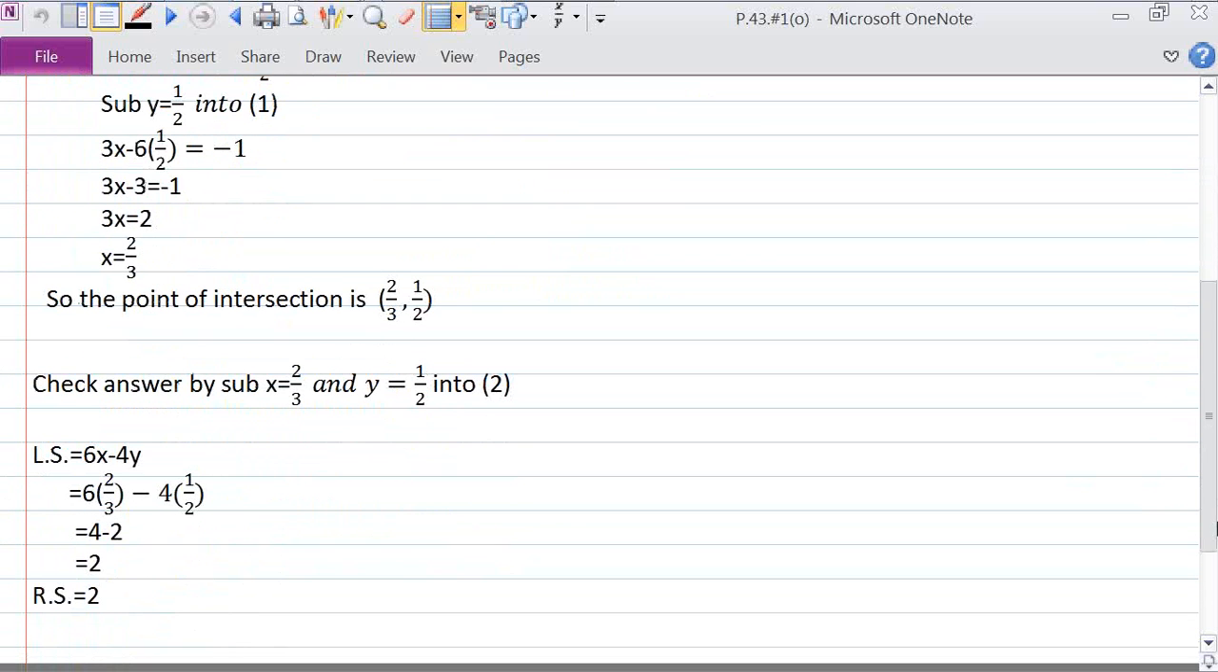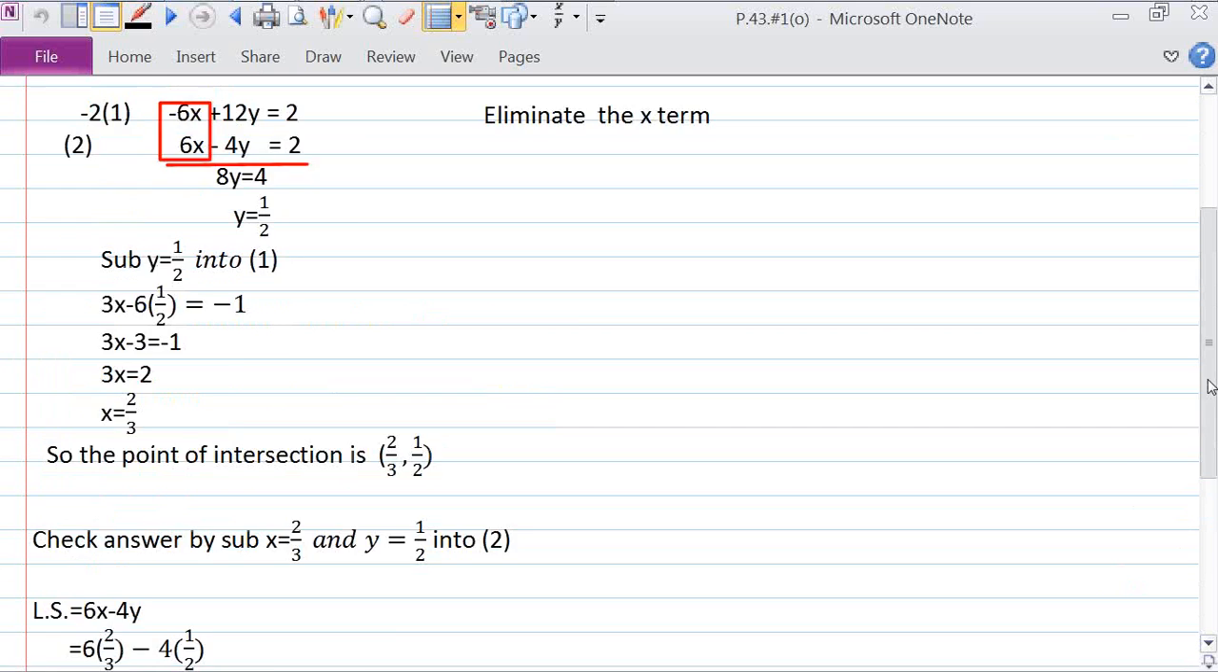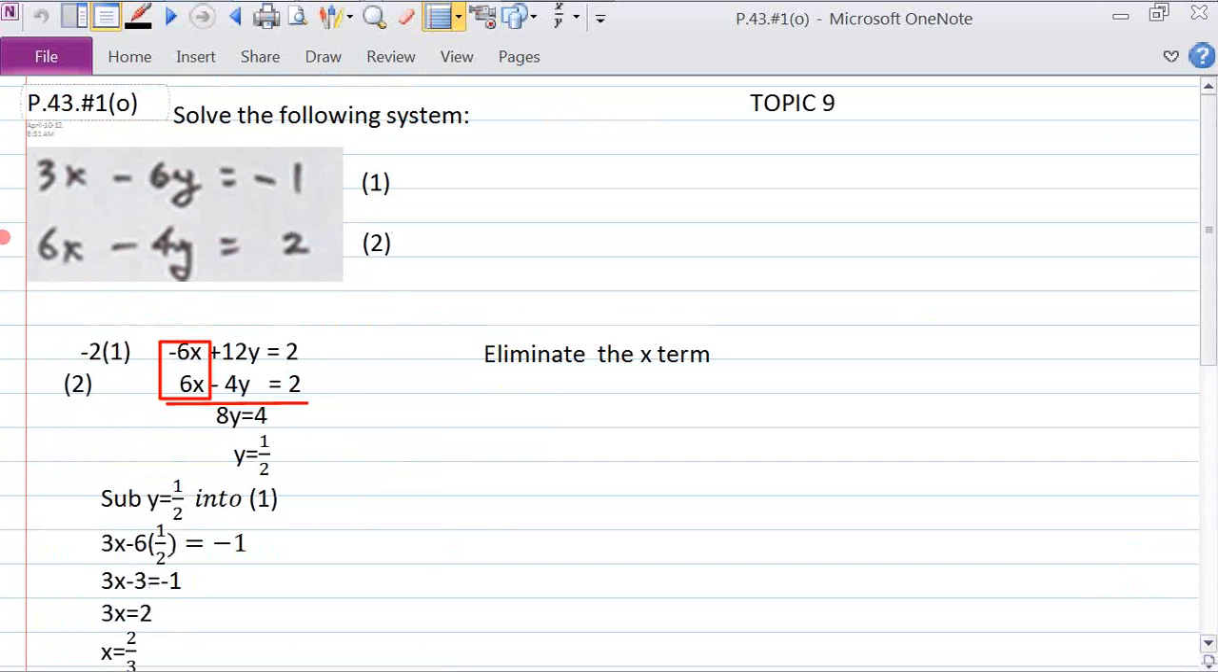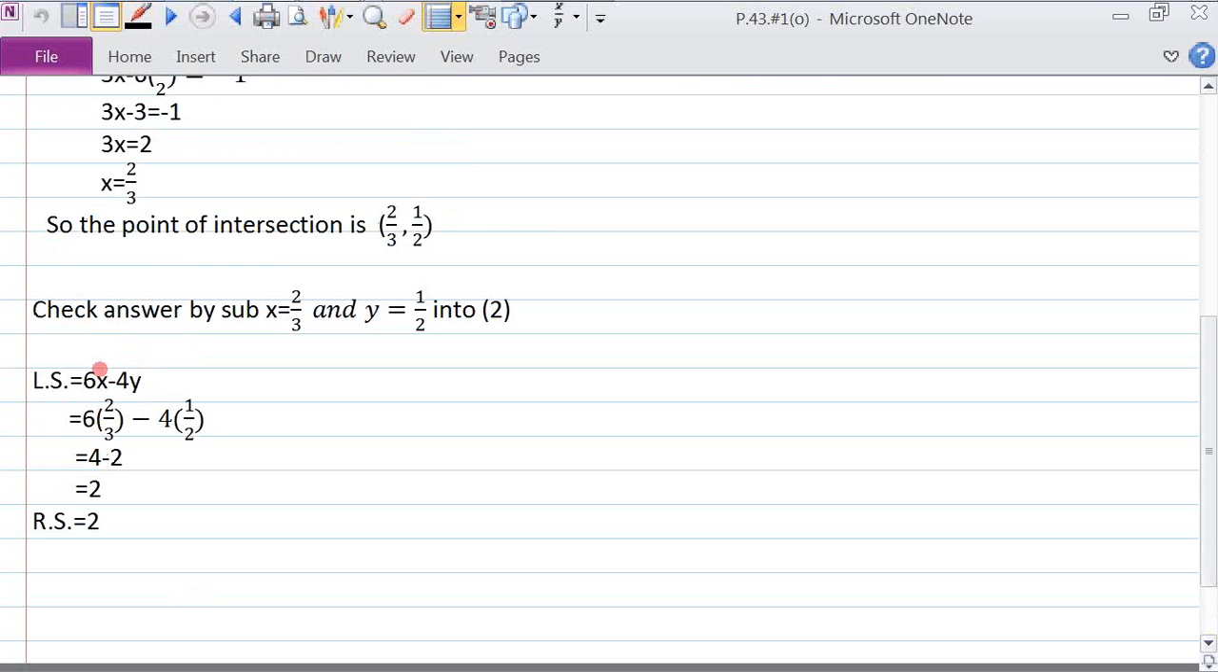So we check the answer by substituting x equals 2/3 and y equals a half into equation 2. So let's look at equation 2. It's 6x minus 4y equals 2. So I work on the left side, which is 6x minus 4y. 6 times 2/3 because x is 2/3. So I'm substituting x is 2/3. For the y, I'm substituting a half.